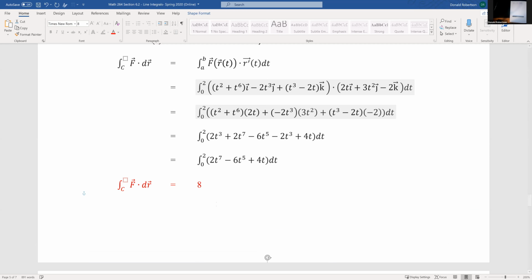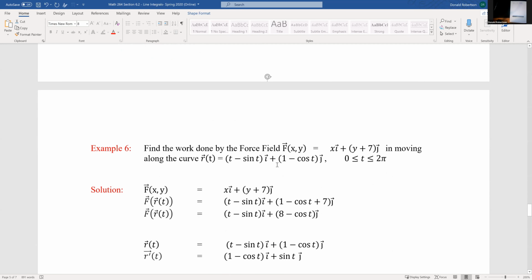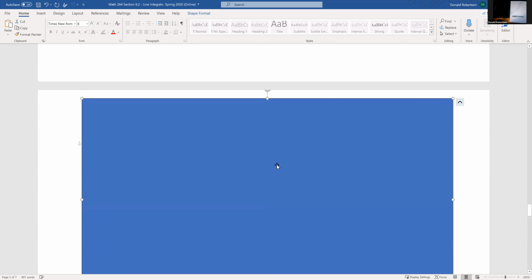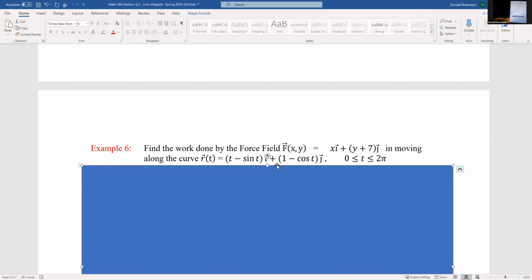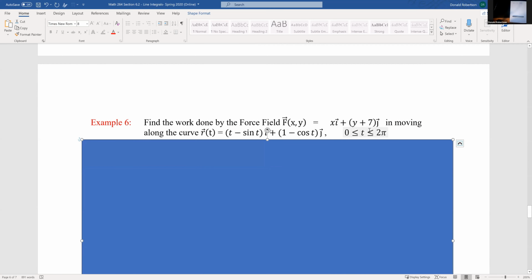I know your time is valuable. Can we try one last one? It'll be a quick version, but hopefully you get something out of it. So here is definitely our last one, and I wanted to do it because it has a work done story to it. So find the work done in a force field. This is a nice 2-dimensional one, so it's a little bit less work, moving along this curve.